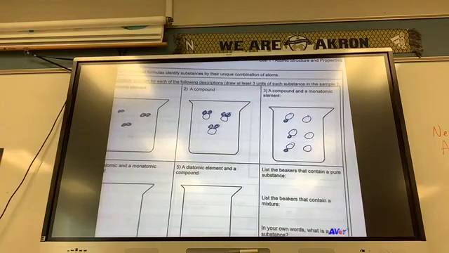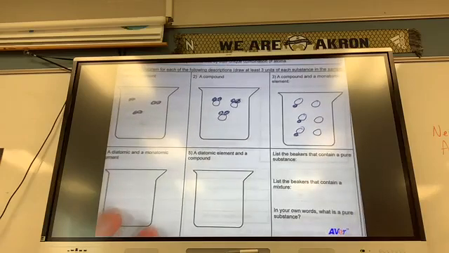Agreed? That's 3 pieces of a compound and 3 single elements floating. Finish out 4 or 5. And then do your pure substances and your mixtures.